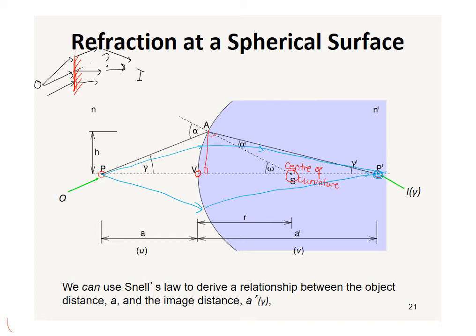So the spherical surface has done the hard work for us. It's actually taken all the rays that are coming from one point and made them converge onto another point. So there are our object and image conjugate points.